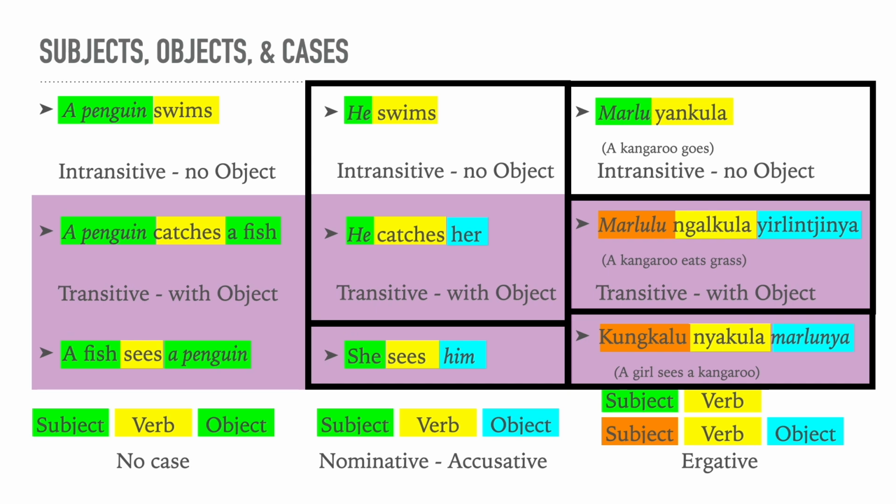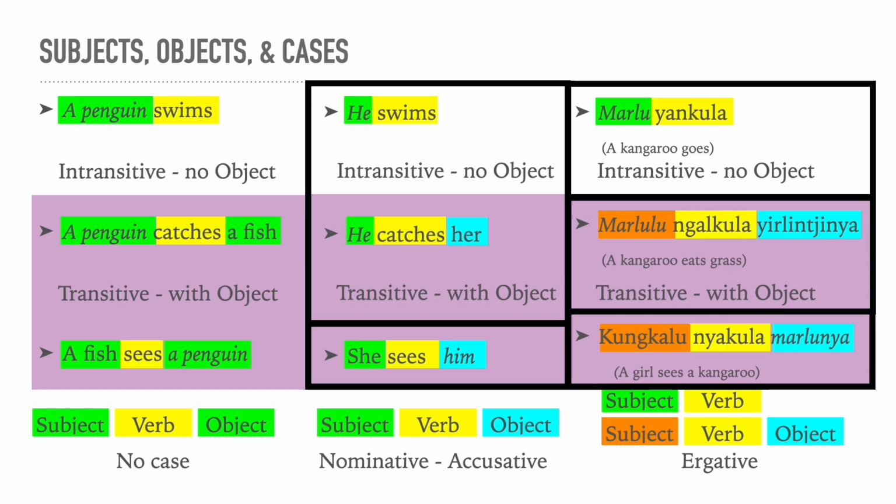This is something which is very, very confusing at first. But once we start to think, does the verb have an object? And does the noun change depending on what it's doing? We start to get an idea of what ergative actually means.